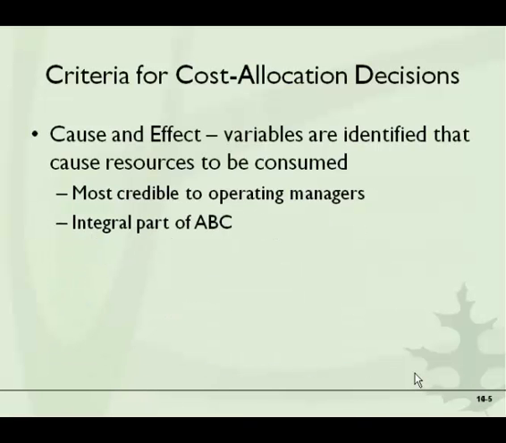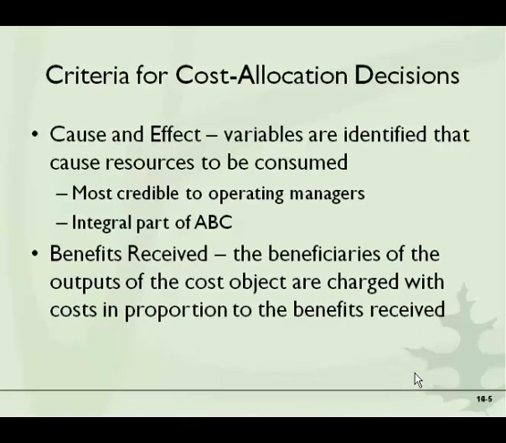Alright, let's talk a little bit about criteria for cost allocation decisions. Ideally, we're interested in cause and effect. We're looking for variables that we can identify that cause resources to be consumed. That way, when you present a cost allocation, the basis for the allocation and the dollars allocated become the most credible to the operating managers. And cause and effect is an integral part of activity-based costing.